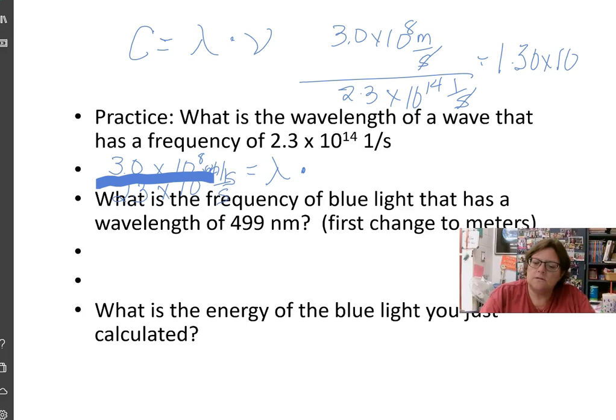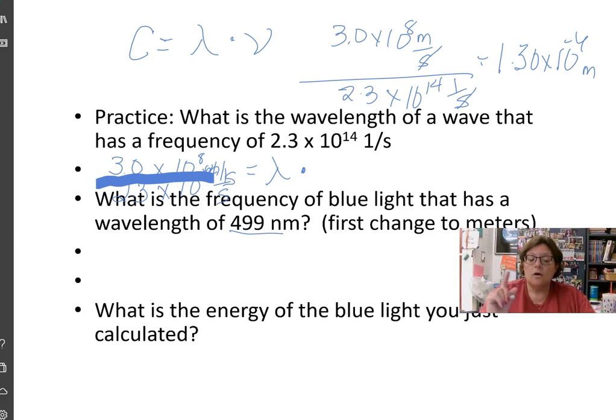That's 1.30 times 10 to the -6th meters. That's pretty small. Okay, so that's micrometers. That would be 1.3 micrometers. All right, what is the frequency of blue light that has a wavelength of 499 nanometers?